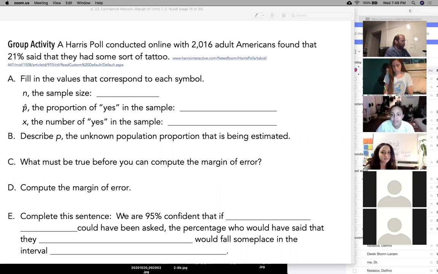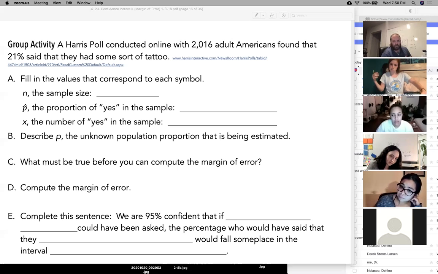423.36. Well, you can't have a decimal as a number, correct? So what do we do with that? Should we round it up? We round it to 423. Okay, 423.